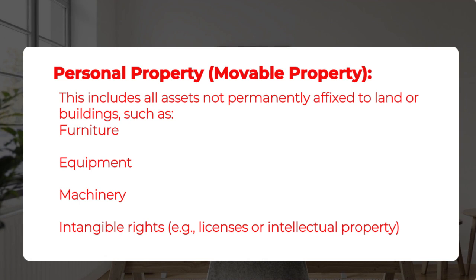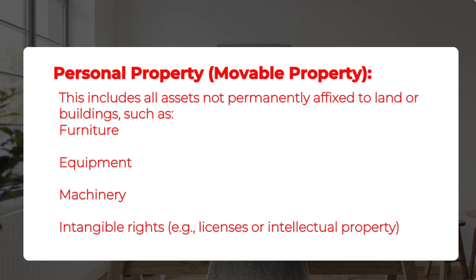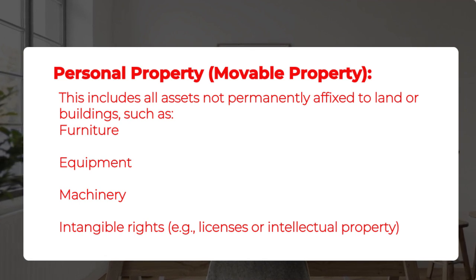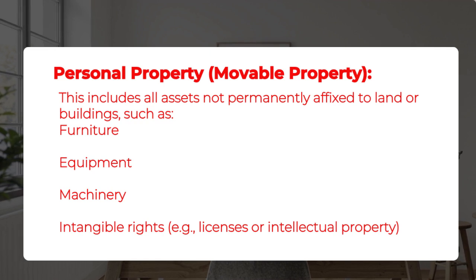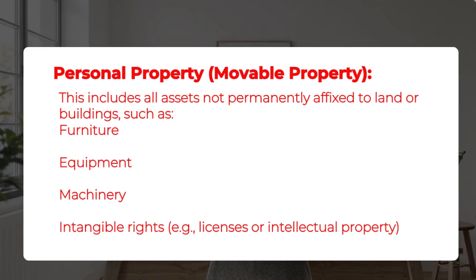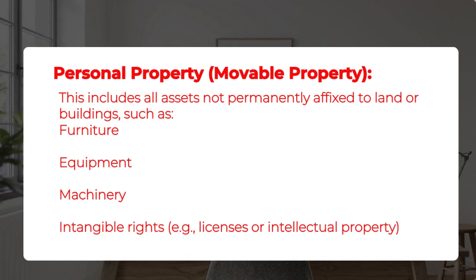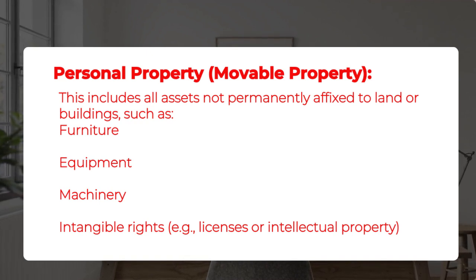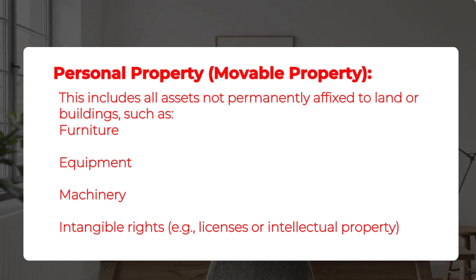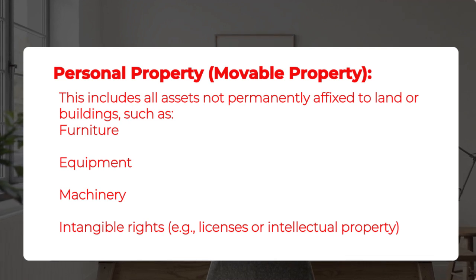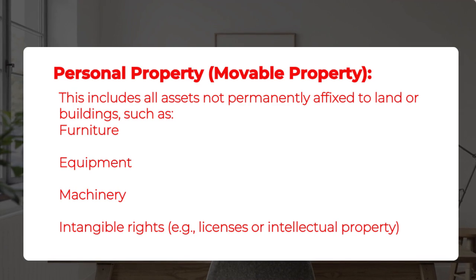This includes all assets not permanently affixed to land or buildings, such as furniture, equipment, machinery, intangible rights, e.g., licenses or intellectual property. Although generally not appraised under property valuation for real estate, understanding personal property is important when valuing mixed-use or going concern properties, e.g., hotels or hospitals.